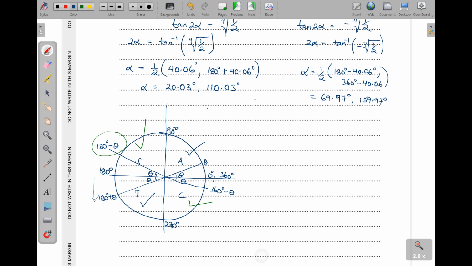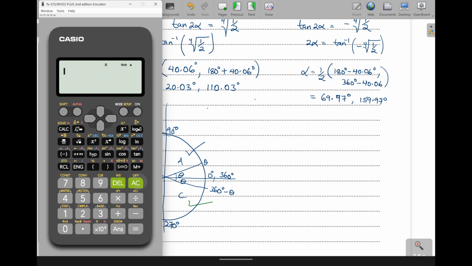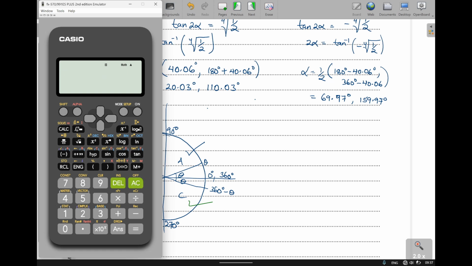And then the other one is going to be 159.97. Okay. Let me check again here. You have 0.5 times, I mean, 180 when you subtract 40.06. So you see, 69.97. And then the other one is 360 minus the 40.06, then a half of that. That is 159 point that.